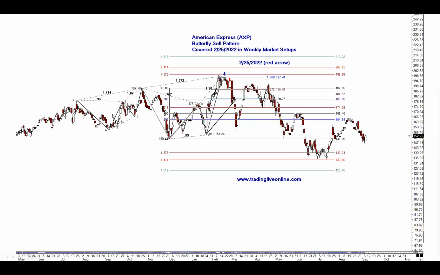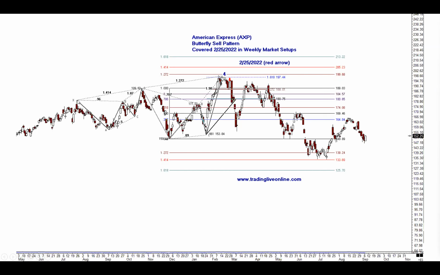So American Express, earlier this year, late last year, American Express started forming as a lot of stocks were forming these butterfly patterns. Financials were forming them. The indexes were forming them. When you start to see consecutive patterns like this form, take that as a warning that something is happening in the markets, and you may be getting close to an important turning point in the market.